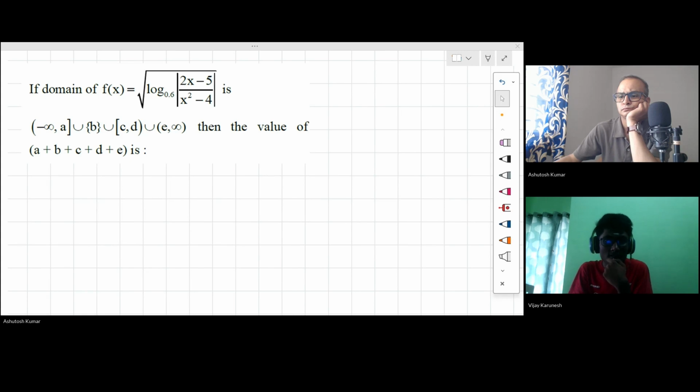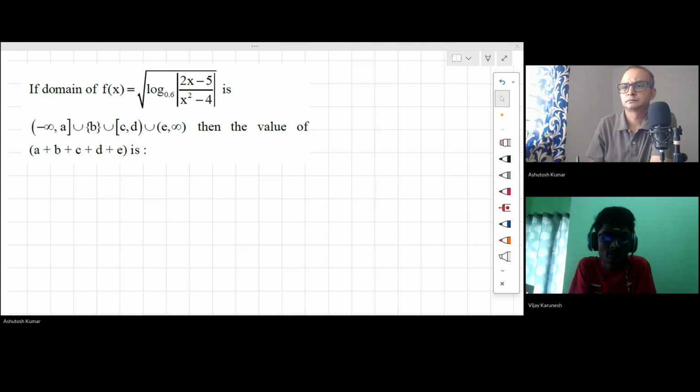I got the answer as 4. Answer is 4. Yes, sir. That's correct. Perfect. What you did? First, the entire inequality we need to solve for the square root, sir. So it should be greater than or equal to 0.